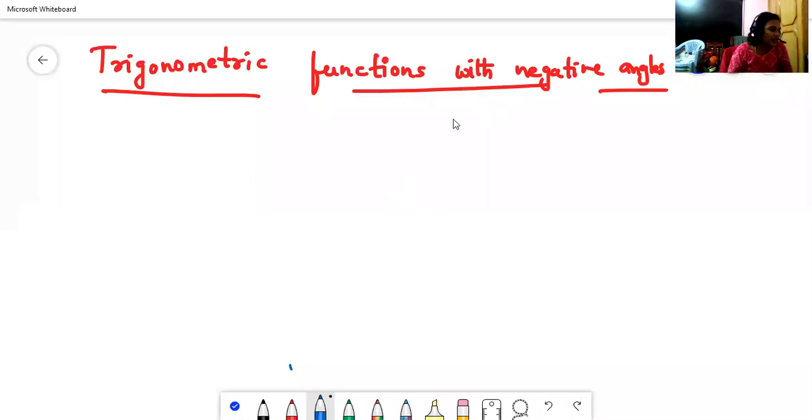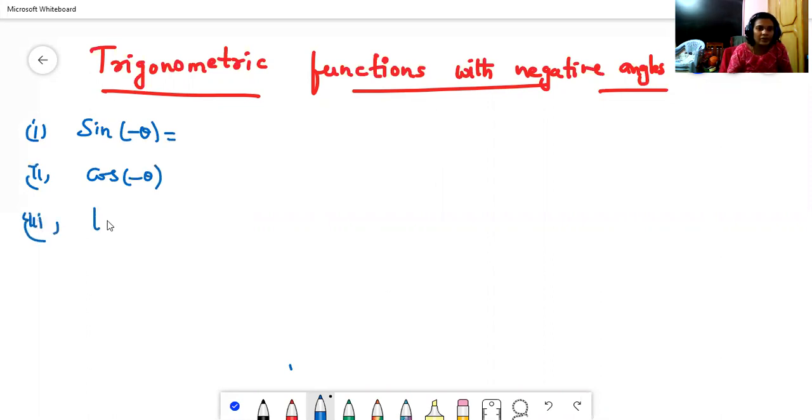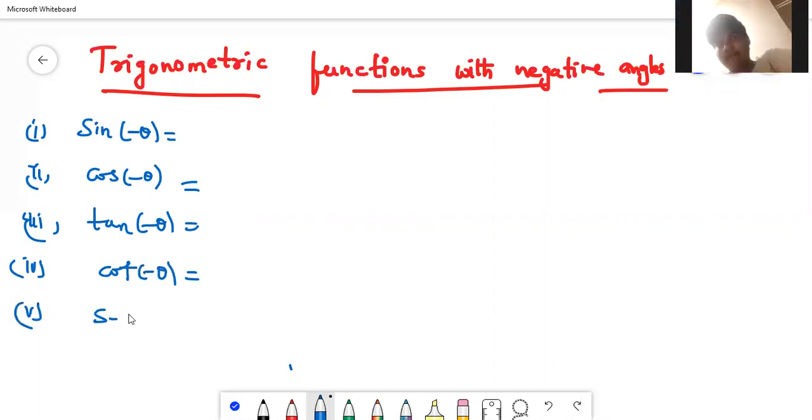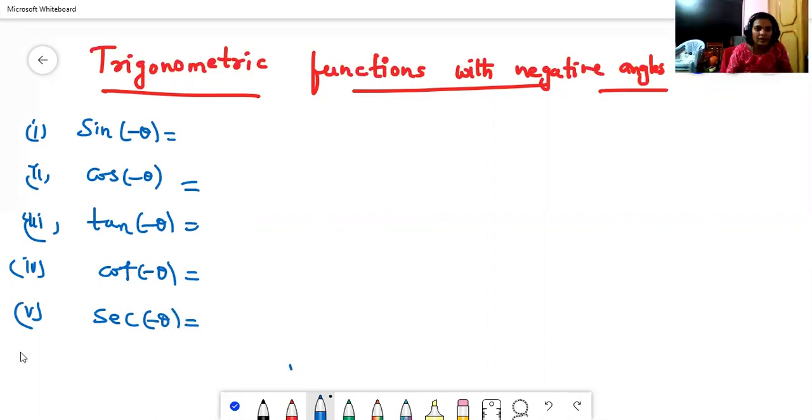Trigonometric functions with negative angles: sine of minus theta, cos of minus theta, tan of minus theta. Six functions are there. Cot of minus theta, sec of minus theta, cosec of minus theta.